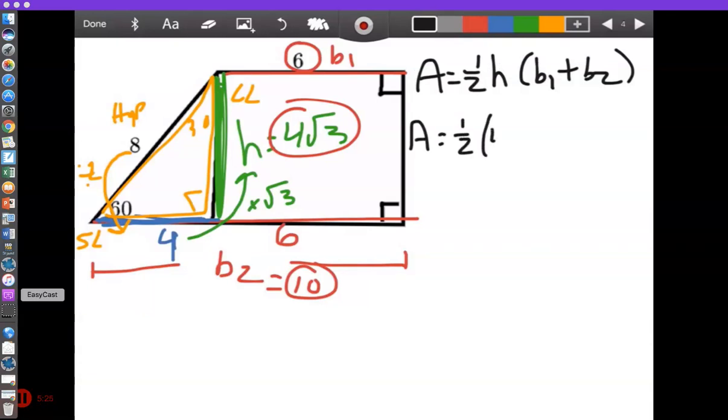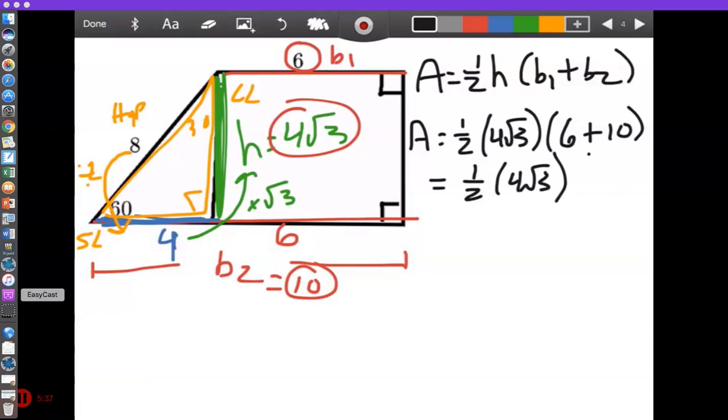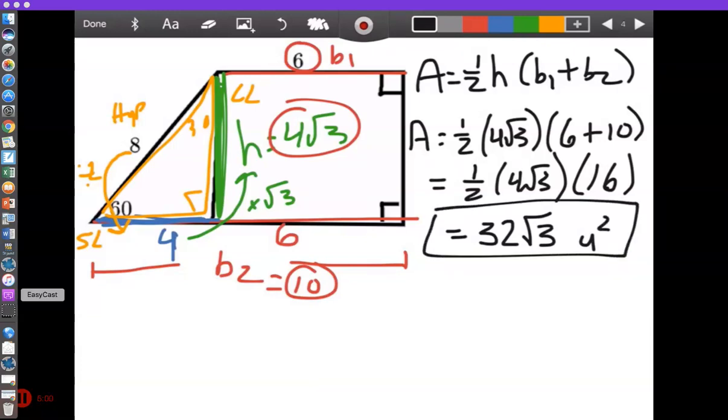1/2, the height I saw was 4 square root of 3. Base 1 plus base 2, that would be 6 plus 10. I'll show a little bit more work here. We're not going to do anything with the square root of 3 in the calculator. It might ask you to do nearest tenth on the homework or something like that, but I'm just going to go with simplest radical form. I have 1/2 times 4 times 16. 1/2 times 4 is 2. 2 times 16 is 32. I'm going to say that the exact answer here is 32 times the square root of 3 square units.